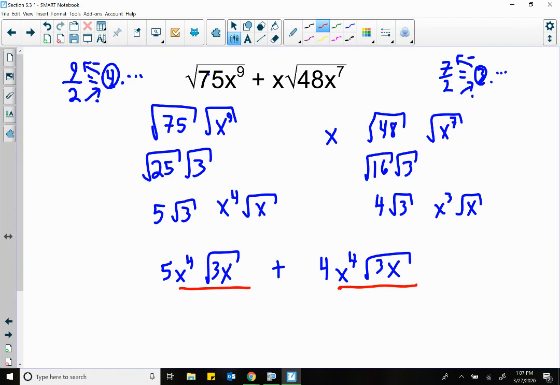So when you're looking at adding and subtracting, make sure that if you have stuff that's out front, if it's a variable, all variables out front have to match on everybody to put them together. So in the end, what do we get? Well, what's 5 plus 4? We get 9 x to the fourth, square root of 3x. There you go.